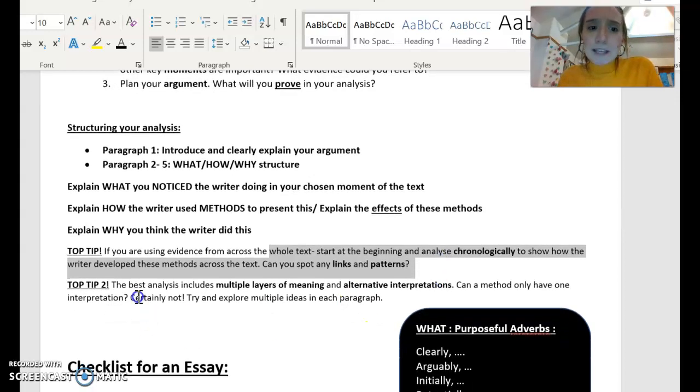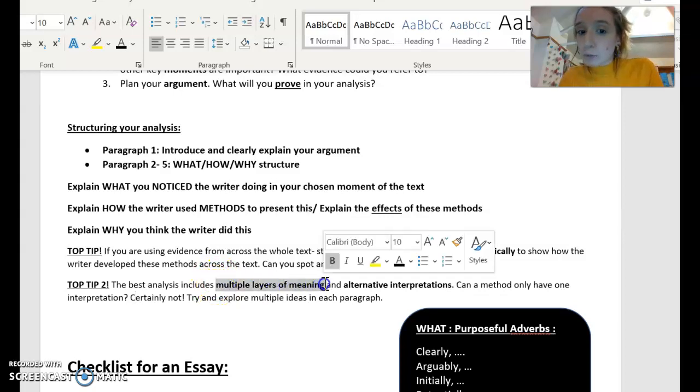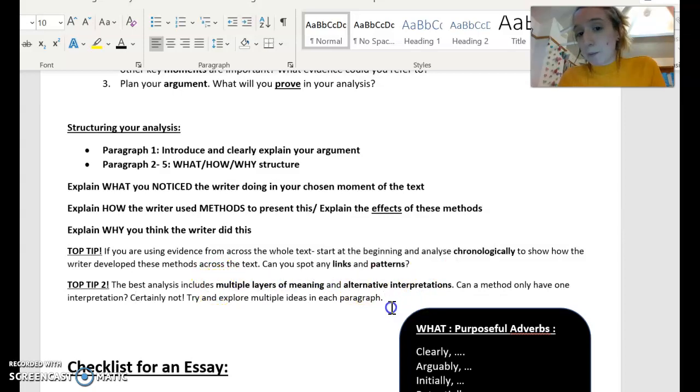My second top tip, again, this is for people going for top band. You need to make sure you're choosing evidence that has the opportunity to explore multiple levels of meaning and alternative interpretations.